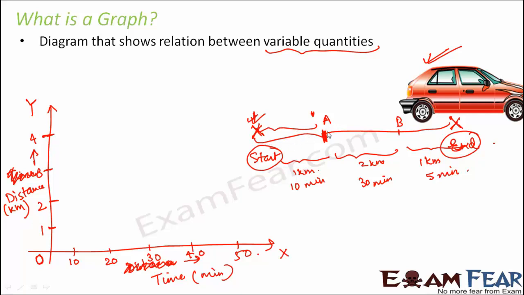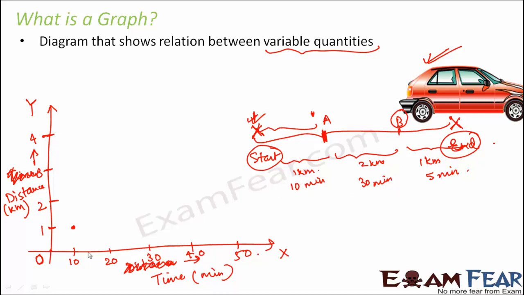Initially, the car travels, when it reaches point A, it travels 1 kilometer in 10 minutes. So 1 kilometer is here and 10 minutes is here. So basically this point. After that, it traveled 2 more kilometers. So basically how much total distance it had traveled by the time it reached B? It has traveled 2 plus 1, that is 3 kilometers. Total 3 kilometers it traveled in how much time? In a total time of 40 minutes, right?